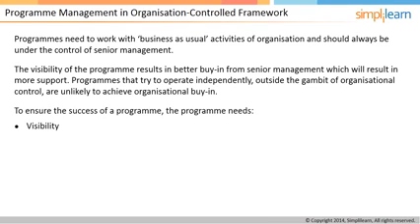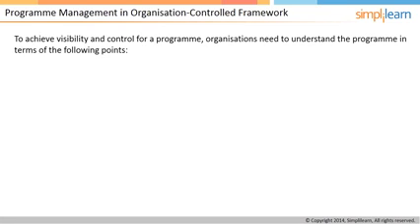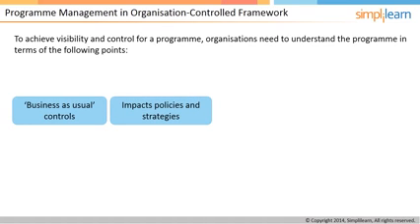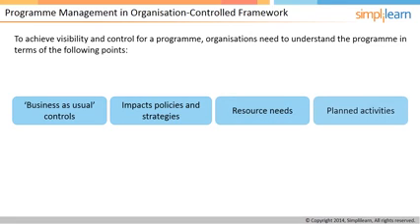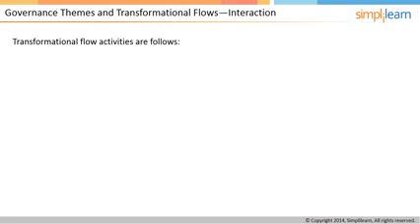Therefore, to ensure the success of a program, we need visibility and control. For this, organizations also need to understand the program. This means in terms of how a program can impact the day-to-day operations, how the program will impact and constrain the policies and strategies, the resource needs, and the planned activities. This information will help the organization to reduce the impact as well. We will discuss sample interactions between governance themes and transformational flows in the next screen.